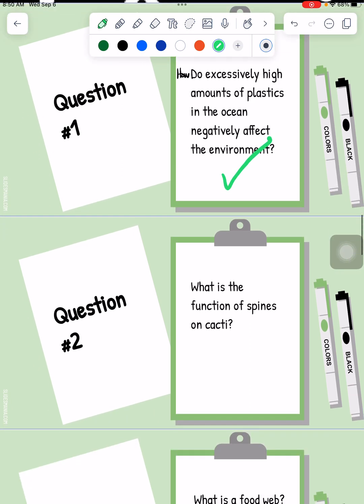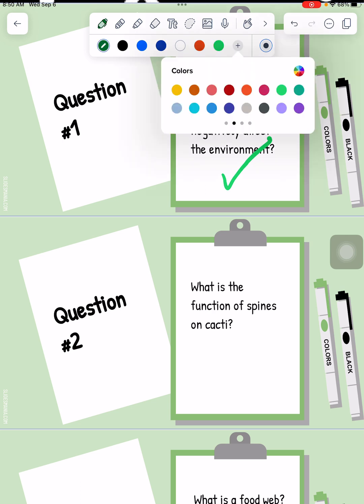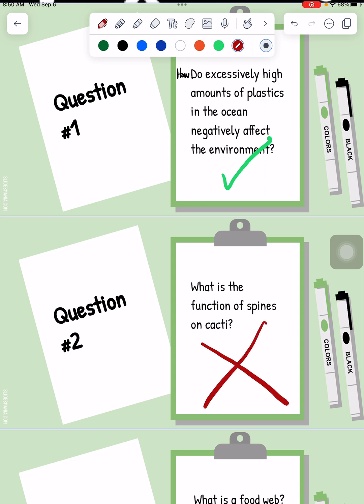Question 2, what is the function of spines on cacti? So, function is something we talk about in science class. Is it a testable question? Can you test it? Is there a cause and effect? There actually is not. It is not a testable question due to the fact it's just asking you, what are the functions? Nothing you can test. Just tell me straight up what are the functions of the spines on cacti.